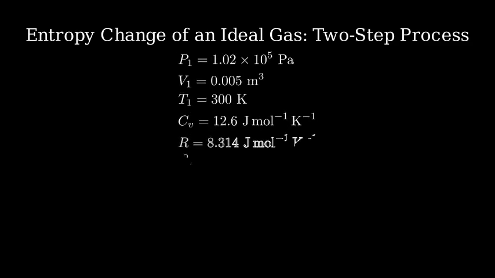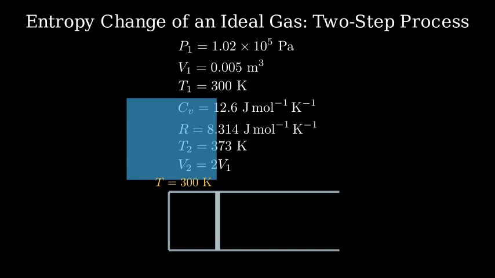Here are the given values. Read them with me. Pressure P1 equals 1.02 times 10^5 pascals. Volume V1 equals 0.005 cubic meters. Temperature T1 equals 300 Kelvin. Specific heat at constant volume, C_V equals 12.6 joules per mole Kelvin. The gas constant R equals 8.314 joules per mole Kelvin. The final temperature is T2 equals 373 Kelvin.